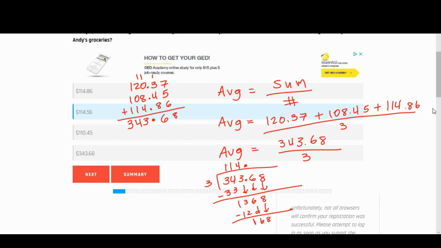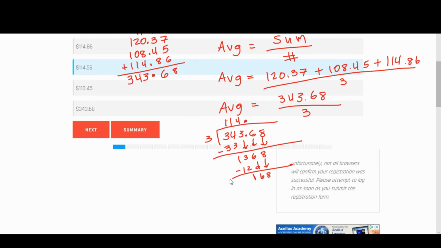3 goes into, and let me give myself some more space here. 3 goes into 1, it doesn't. 3 goes into 16 5 times without going over. 3 times 5, of course, is 15. Subtract. 16 minus 15 is 1. Drop down this 8. 3 goes into 18 6 times. 6 times 3 is 18, so we can see there's no remainder. Therefore, we know our average is 114.56, which is right there.